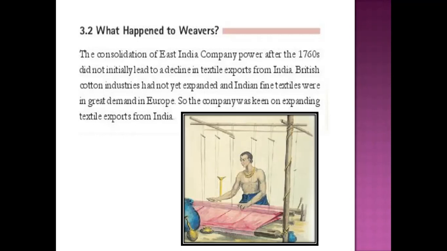In the beginning they stopped the decline of textile export from India. British cotton industries had not yet expanded, but this was the first step for them toward expansion.